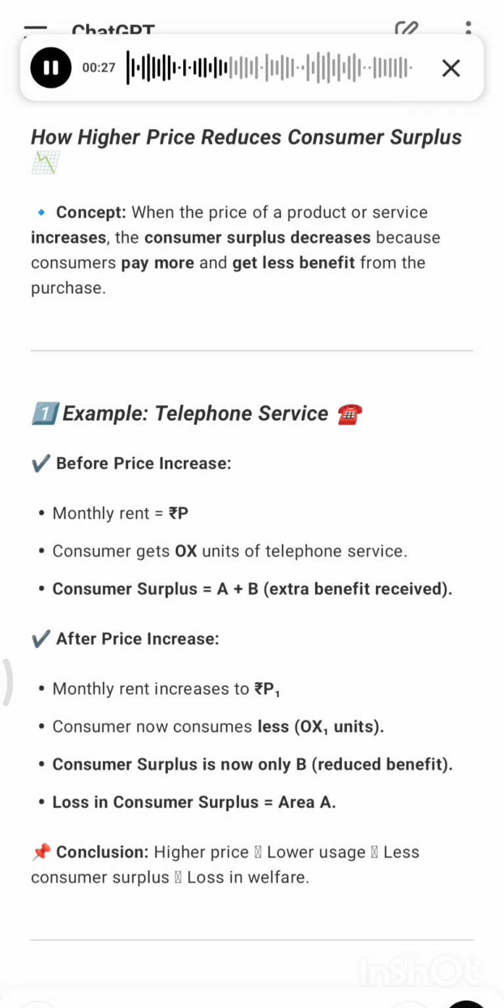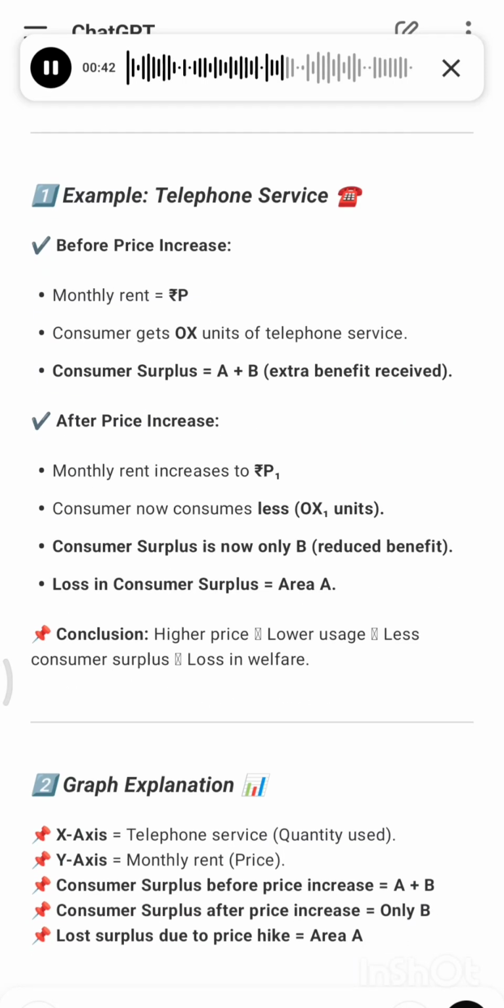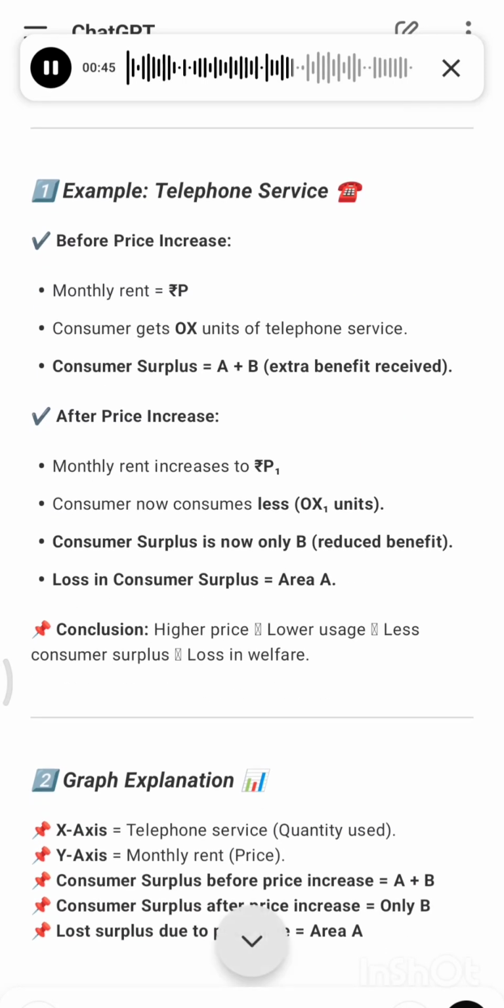After the price increase, monthly rent increases to P dash, and the consumer now consumes fewer units, OX dash. Consumer surplus is now only B, a reduced benefit. The loss in consumer surplus equals area A. Conclusion: higher price, lower usage, less consumer surplus, loss in welfare.